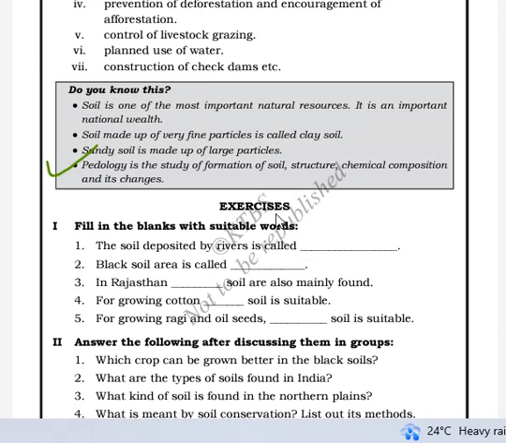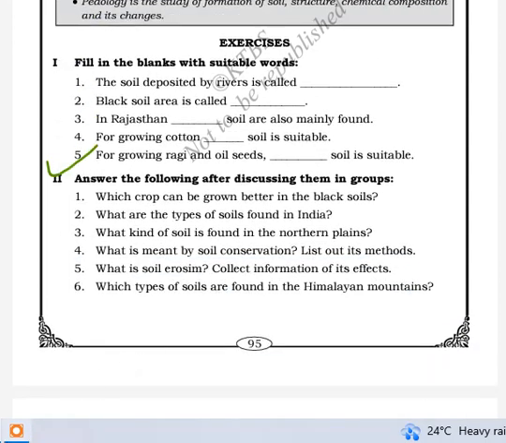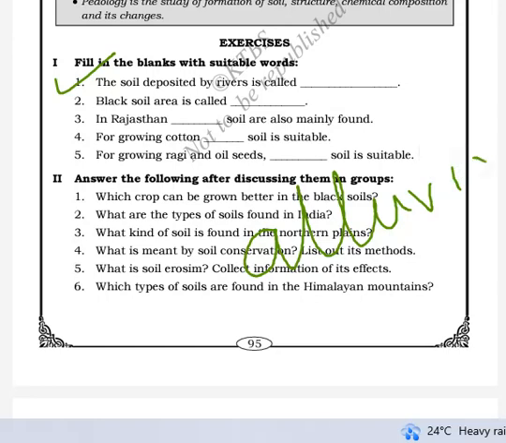If you have understood the chapter, then you can answer the fill in the blanks also from this chapter. So let's have a look at the fill in the blanks which are given from the chapter. The first fill in the blanks is: the soil deposited by the river is called. So which soil is deposited? The soil which is deposited by the river is known as which type of soil? That soil is called alluvial soil. So what is the spelling of alluvial soil? Alluvial soil. This is the first answer.